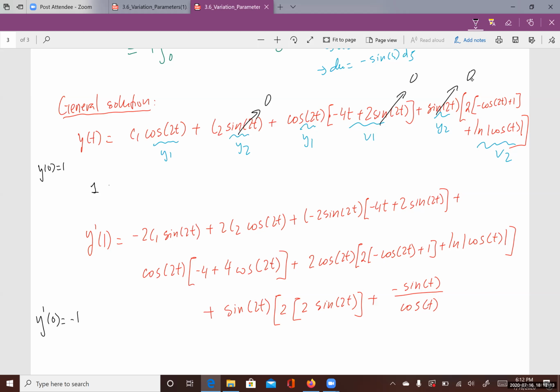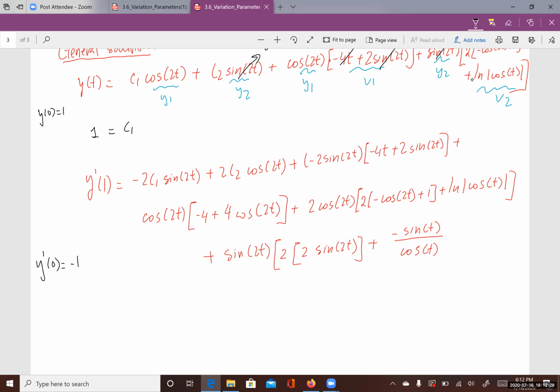This is going to be C1. 0 is going to be 1. Negative 4, oh, this is going to be 0. So just C1 equals 1. Oh, that's easy. How about y prime of 0? That means you have 1, negative 1 on this side. Sine of 0 is gone. Whenever you have sine, it should be gone. So you have here cosine of 0 is going to be 1.